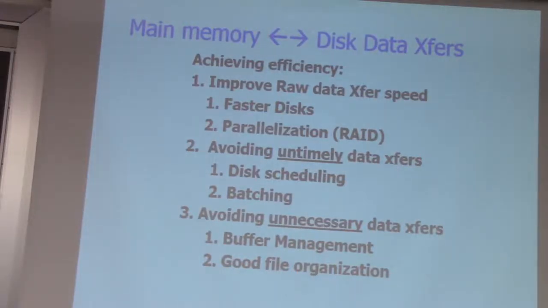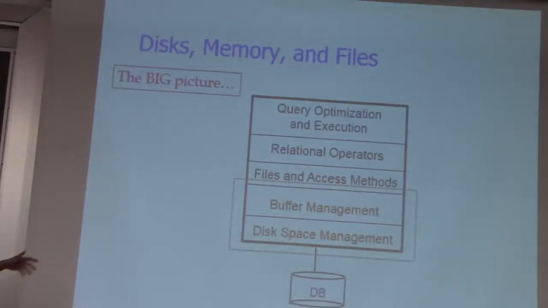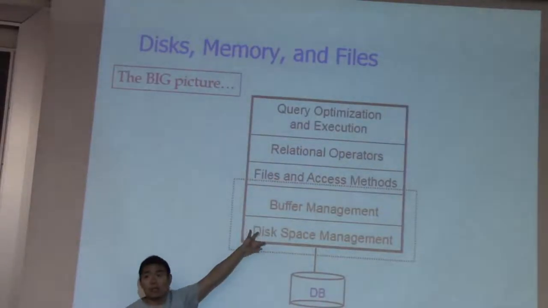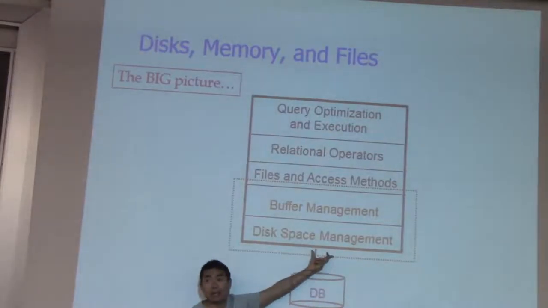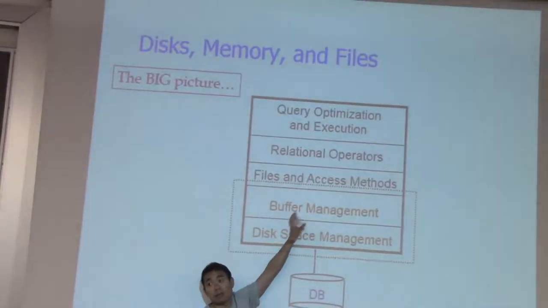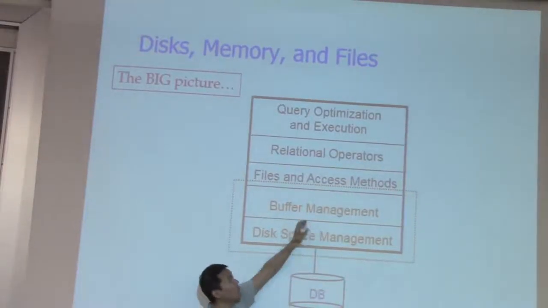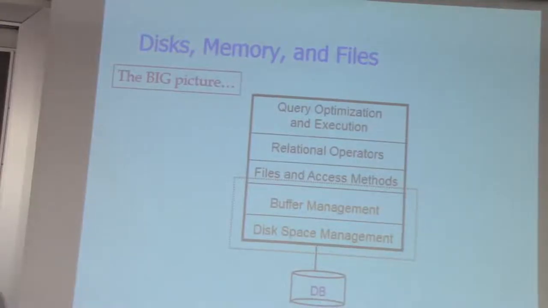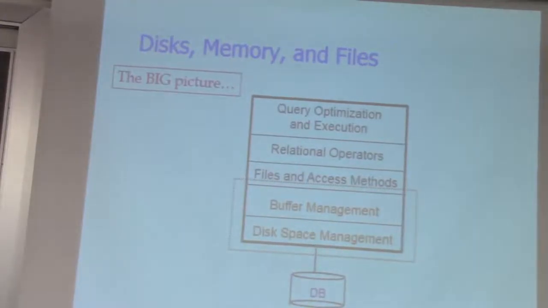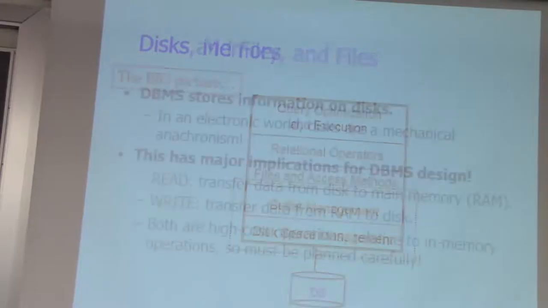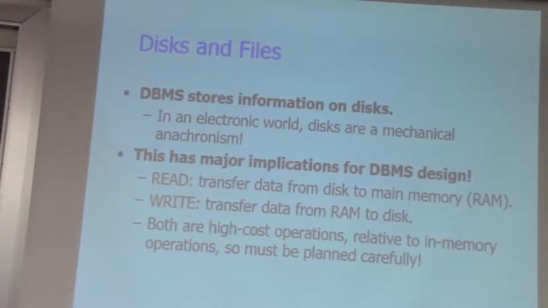In order to do that, we first need to understand the structure of a disk and how data is organized in the memory, and then how data is transferred between the two. So essentially, there are two components in the database that touch on this topic. One is the disk space manager, which manages your disk space. The other is the buffer manager, which manages your memory space. These two modules interact with each other to take care of data transfer between the two. Make sense? Okay, so first let's look at disk.